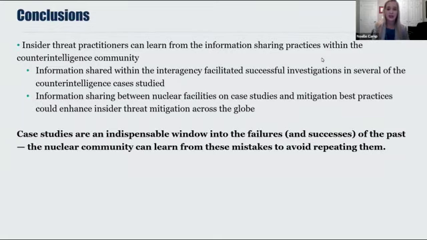To conclude, case studies are an indispensable window into both the failures and the successes of the past. The nuclear community can and should learn from these mistakes to avoid committing them in the future.